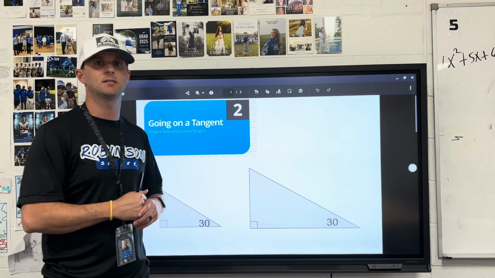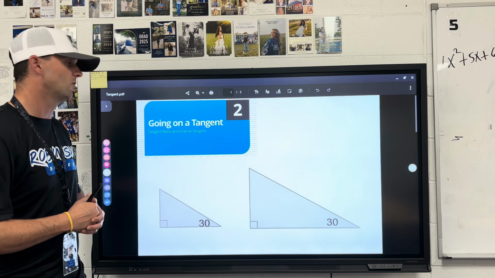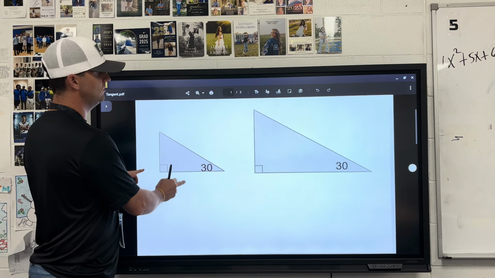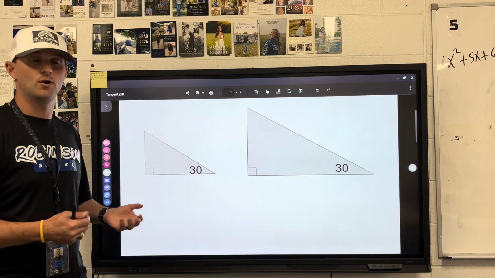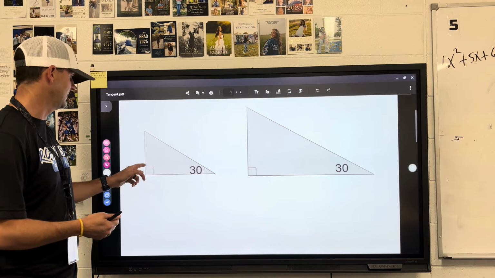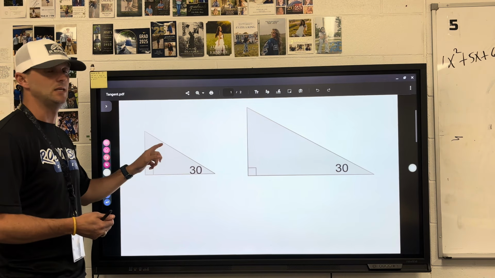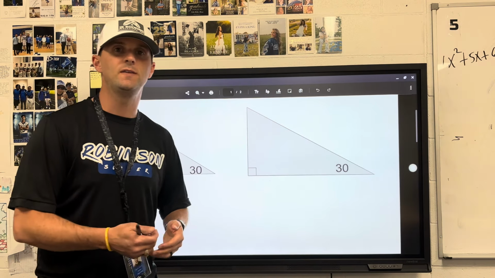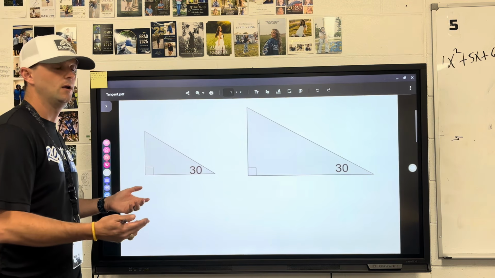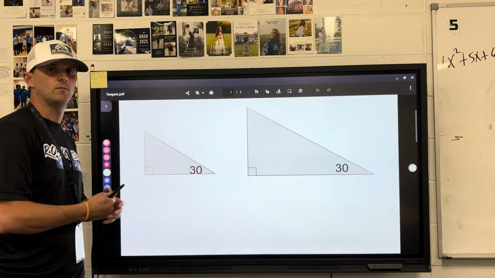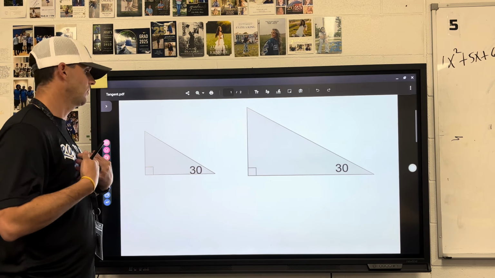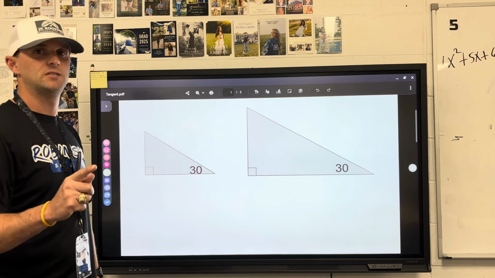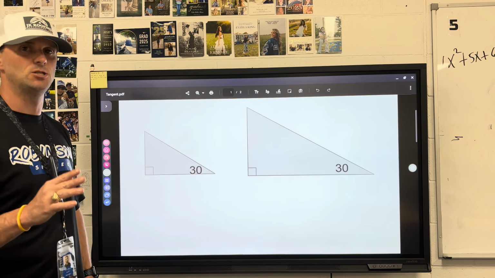So the first thing I like to talk about is a little bit of trig ratios and how to solve for those. I have two right triangles that are 30, 60, 90 right triangles. So we have a 90 degree, a 30 degree, and this would be 60, a 90 degree, a 30 degree, and this would be 60. I already know that these two triangles are similar to each other, so I could set up proportions and solve for missing side lengths if I wanted to. But what I'm going to do today is show you how trig ratios work, and more specifically, we're only going to look at the tangent ratio.